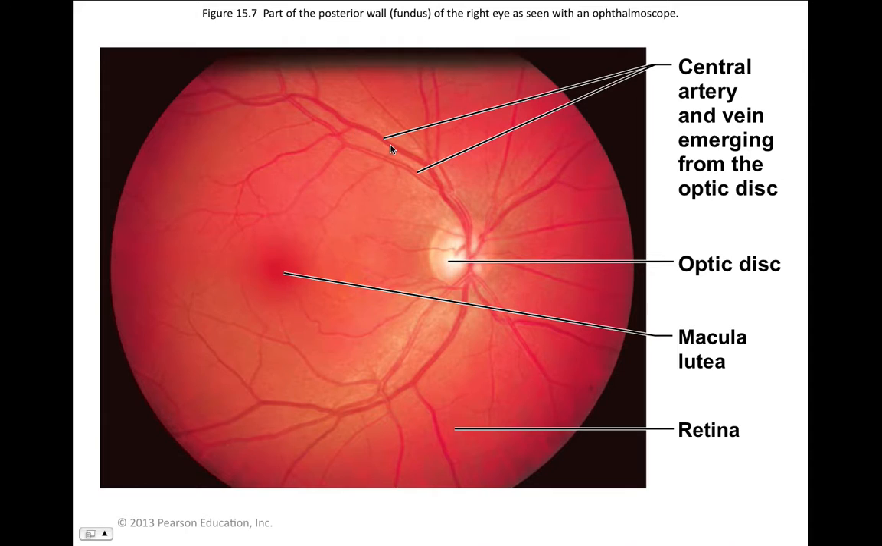And so you can see all these blood vessels, the central artery and vein that emerge from the optic disc and spread throughout the internal eye. So these are visible when you're looking inside a person's eye, and you'd have to do a clinical examination to get more information, because we're not going to get in depth on that. But if they are engorged or inflamed, there's usually something impinging on those blood vessels.